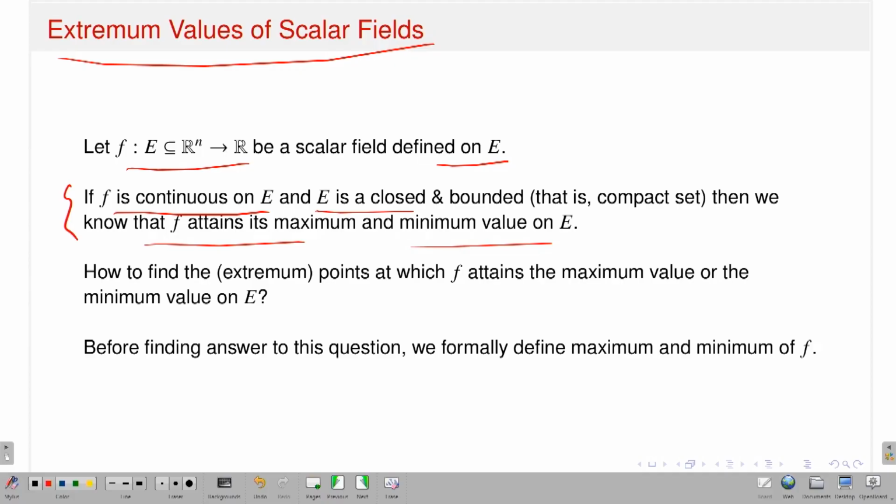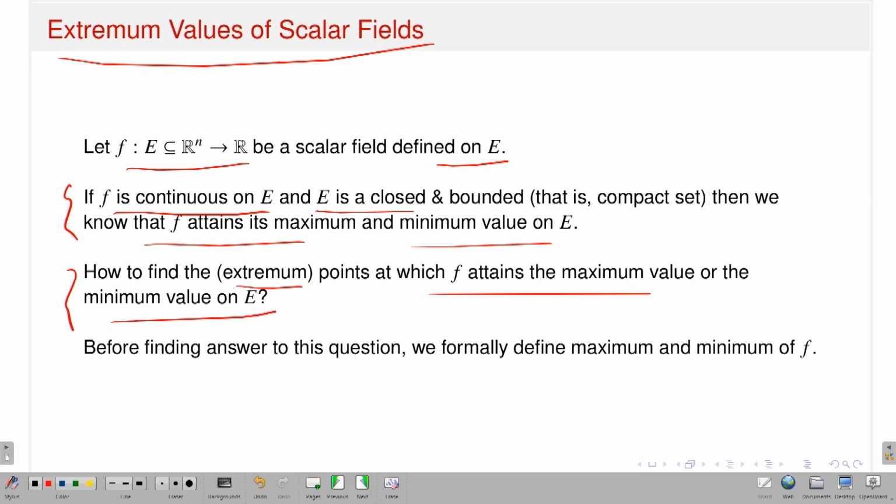So, that means suppose you have a function f from a set E, a subset of Rn, to R, and suppose I assume that my function f is continuous, along with the fact that my set E is compact, then of course the maximum and minimum value on E exist. Then the question is, once they exist, can I say that there are some points in the set E at which the maximum and minimum value are attained? So, how to find the extremum points? Extremum points, either maximum or minimum, are points at which f attains the maximum value and minimum value.